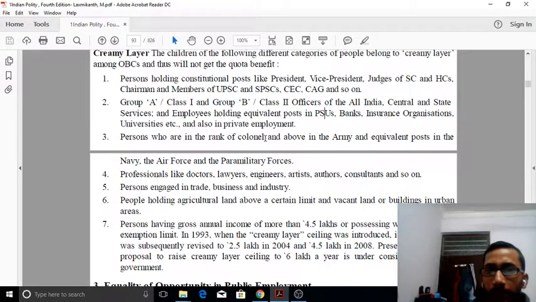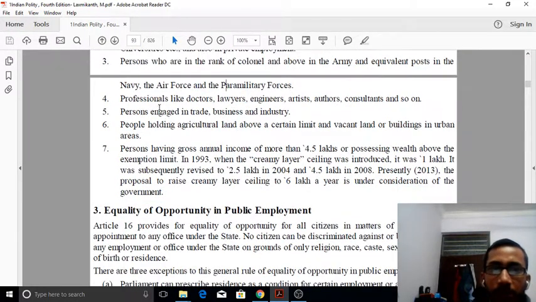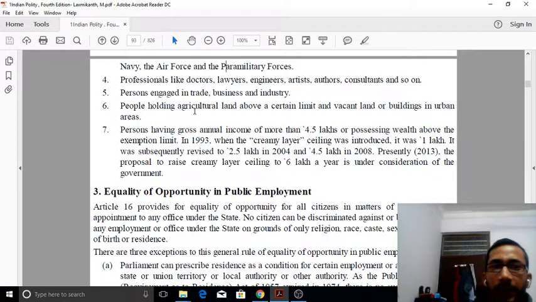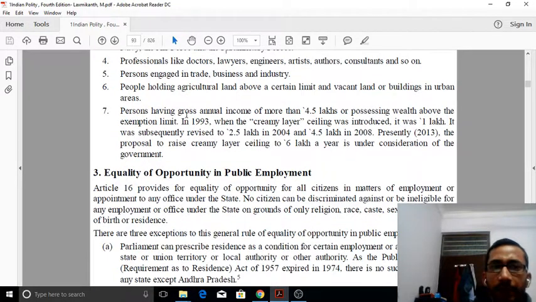Persons of colonel rank and above in the army, and equivalent posts in the navy, air force and paramilitary forces, and all professionals like doctors, lawyers, engineers, artists, authors, consultants and so on. Persons engaged in trade, business and industry, people holding agricultural land above a certain limit, and vacant land or buildings in urban areas. Persons having gross annual income of more than 4.5 lakh. If you are earning more than 4.5 lakhs, you belong to the creamy layer, right?